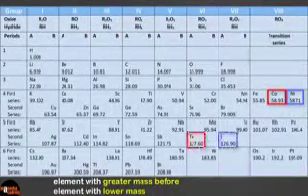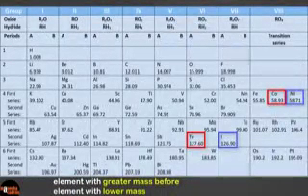If you look at period 5, group 6 and 7, can you see that tellurium, which has the symbol Te, has a higher atomic mass compared to iodine with the symbol I? But tellurium comes before iodine in Mendeleev's periodic table. So Mendeleev had to make such exceptions.